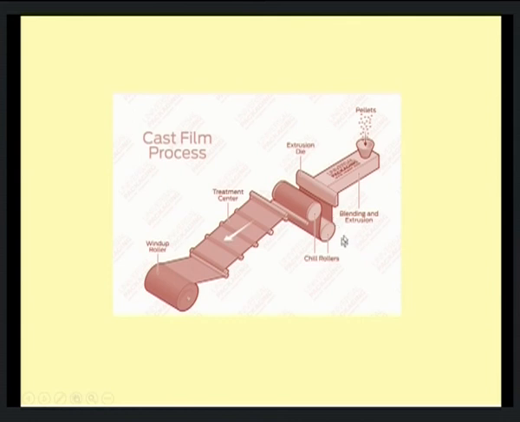Now, the film will be passed through 2 rollers. The first roller is to cool, and then the second roller is the takeoff. And then this will be slowly collected over the winding drum. So, a continuous film could be cast and then it could be collected.